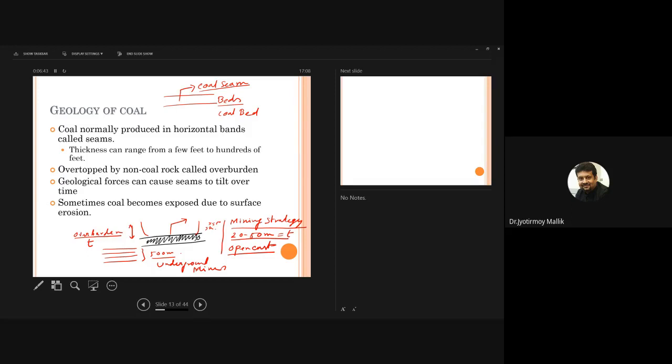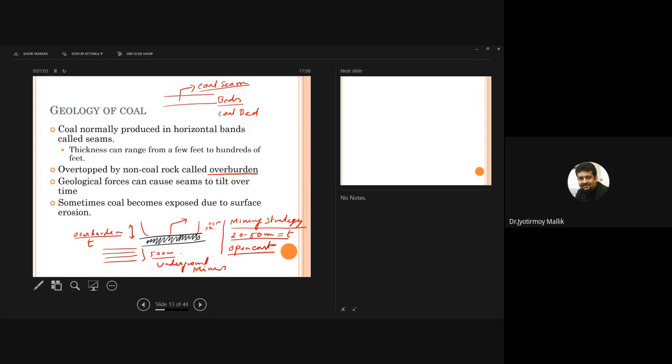So it all depends on the thickness of the overburden. If the thickness of the overburden is less, you go for open cast mining. If the thickness of the overburden is more, then you choose underground mining. Okay. So this thickness of overburden is very, very important in case of coal.